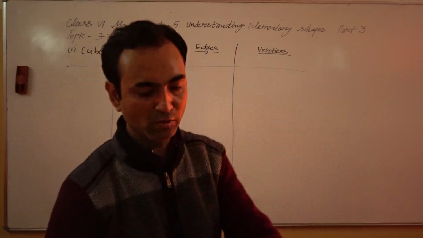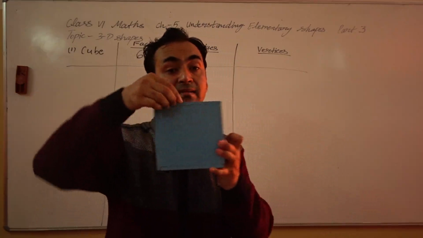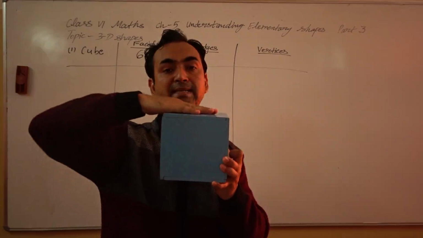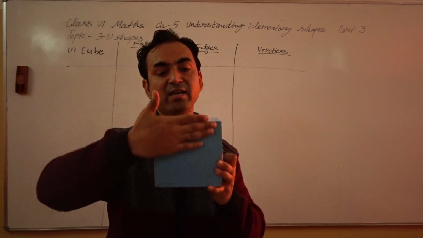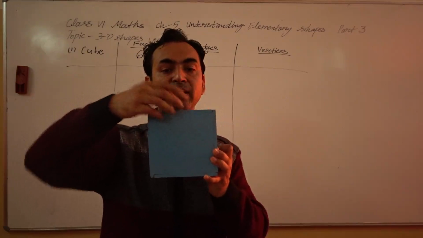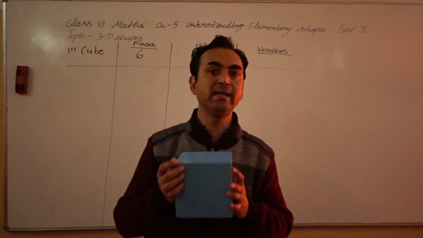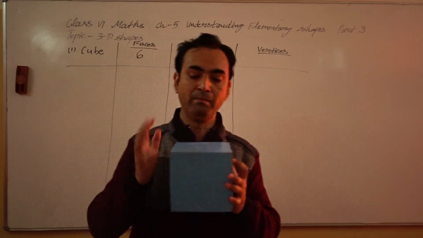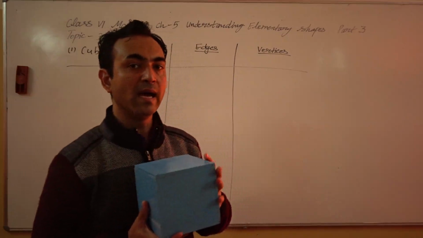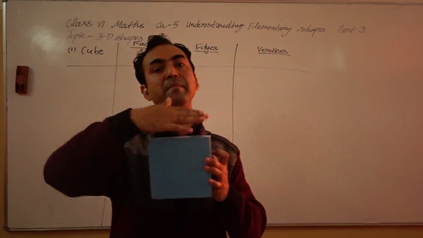Now we will count the number of edges. What is meant by edges? The line, or you can say the side, where two faces meet. This top face and front face meet on this line. So this side of the cube is called an edge. In a 2D shape, when you make a square, it is called a side, but in a 3D shape this line is called an edge. So I think you understand the meaning of edge: an edge is the line where two faces meet.